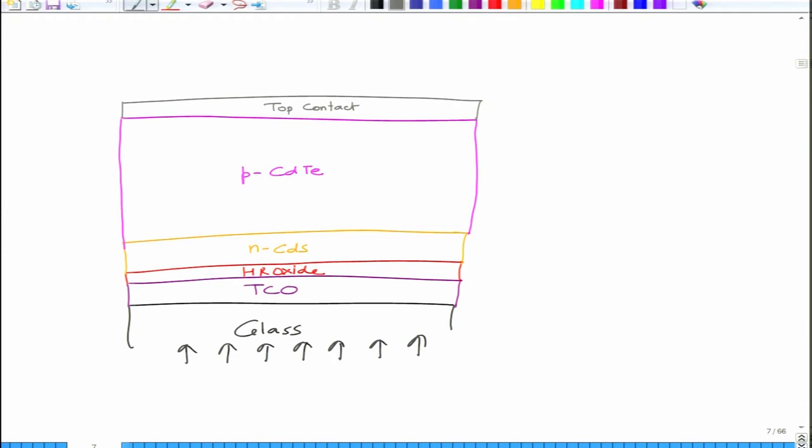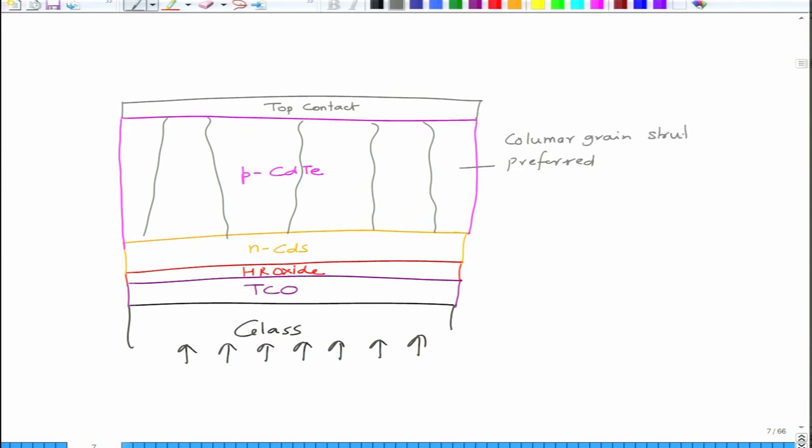Now generally there are certain issues in this device structure. One, it is important to have a particular grain structure. So it is preferred that you have a grain structure like this, okay. So a columnar grain structure is preferred here, in the CdTe layer. Similarly, within the CdS layer also you would have grain boundaries. These grain boundaries, if they are columnar, it is better. So again for this layer also we would like to have a columnar grain structure.